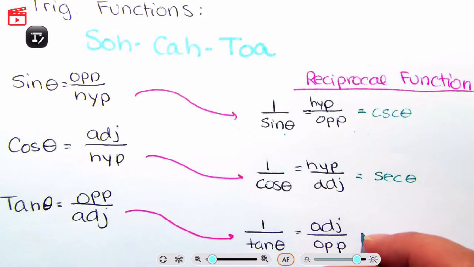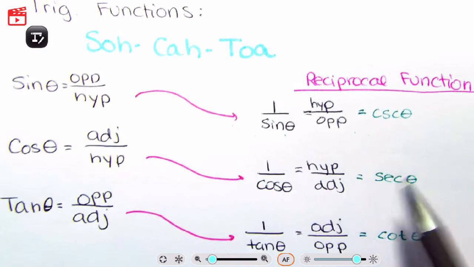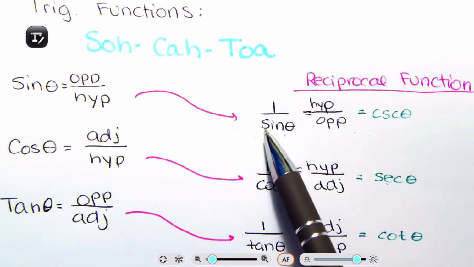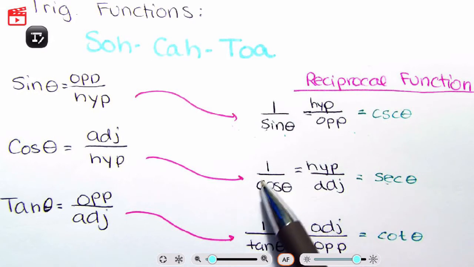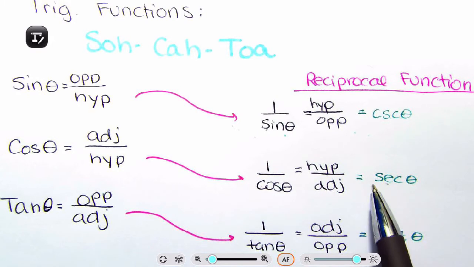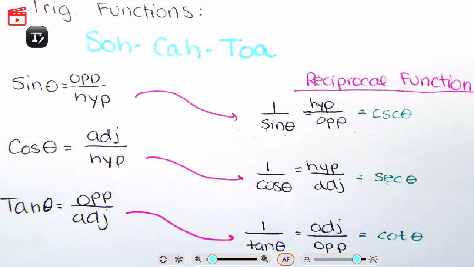And the reciprocal of tangent is cotangent. The way I like to remember it, and I always get these two messed up, is since this is the reciprocal of sine, C is my first letter. Since this is the reciprocal of cosine, S is my letter. That's just something that I like to think about when I'm doing these.